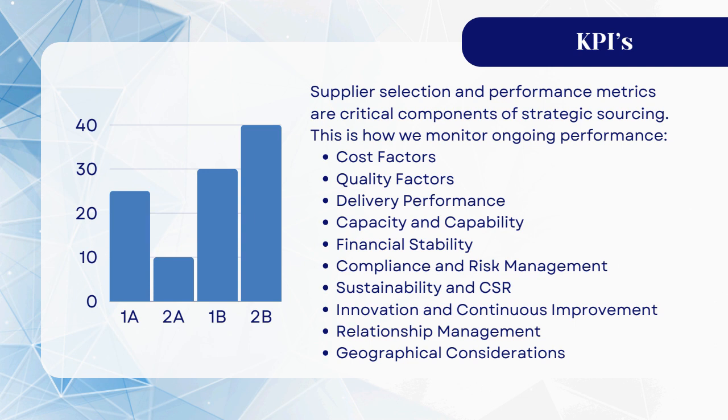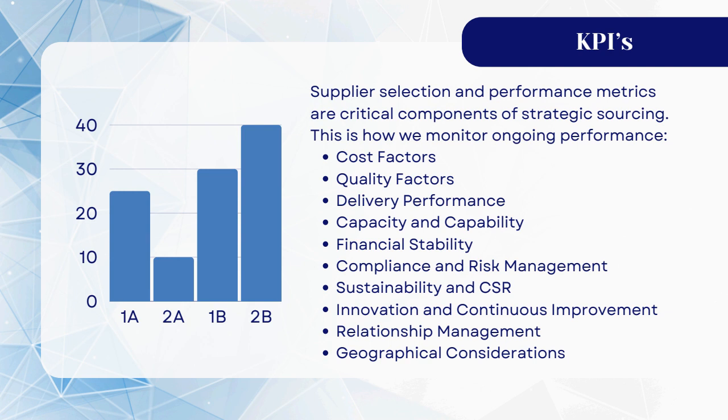Delivery performance, on-time delivery, so the supplier's ability to meet delivery schedules consistently. Lead time, the time that it takes for the supplier to deliver the goods and services after an order is placed. And flexibility, the supplier's ability to accommodate changes in your order quantity or your delivery schedule.